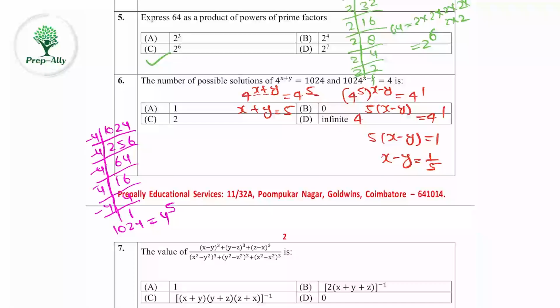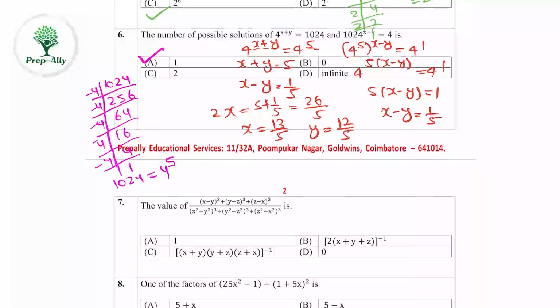So basically we are getting two equations. One equation is x plus y is equal to 5, and another equation is x minus y is equal to 1 by 5. If I solve these, we get some value for x and some value for y. If I add these two equations, we get 2x is equal to 5 plus 1 by 5, which is equal to 26 by 5. So x is equal to 13 by 5, and similarly y is 12 by 5. So we are getting one possible solution. So option A is the correct one.